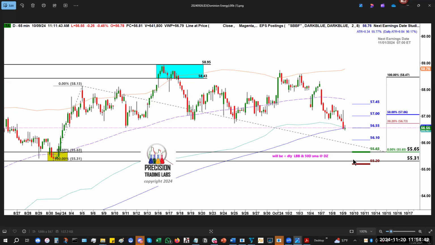Some people do, not us. But when we have something that's very stretched and then it reaches a supply or a demand zone, that's usually a good sign. So that was the setup here, and this is where we would buy a call.